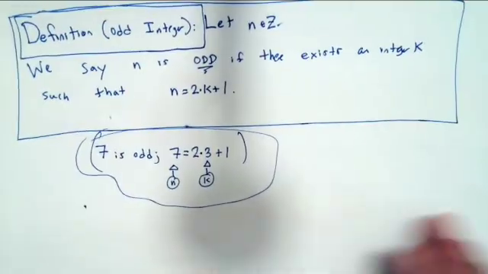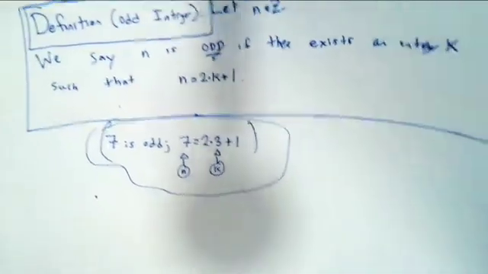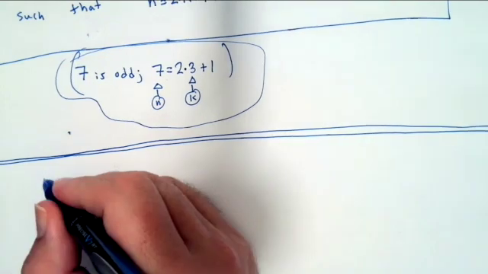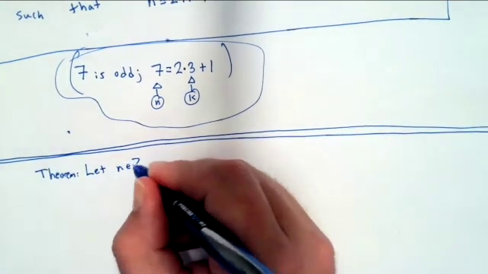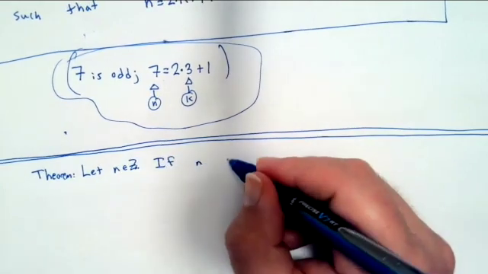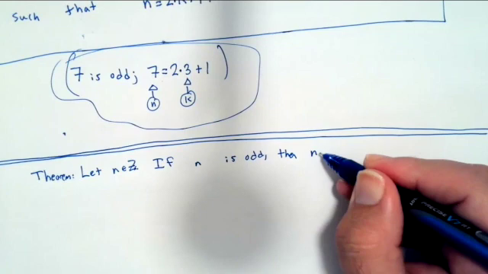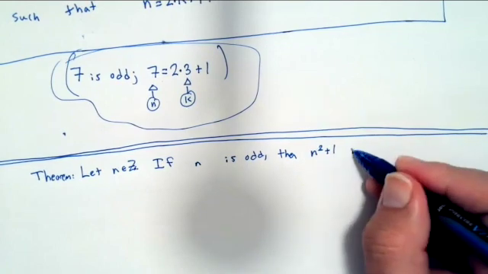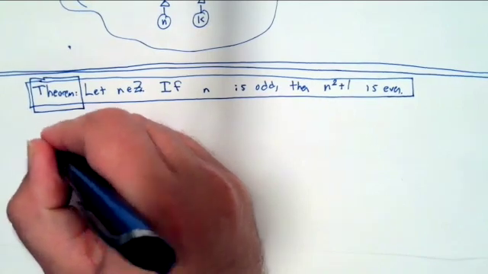Let's write some more theorems that talk about properties of even and odd integers. Let's do this statement. Let n be an integer. Let's make the claim: if n is odd, then n squared plus 1 is even. So let's write the proof of this statement.